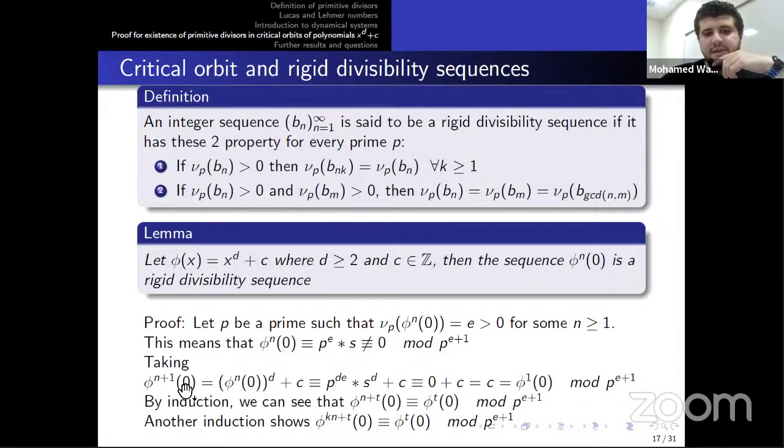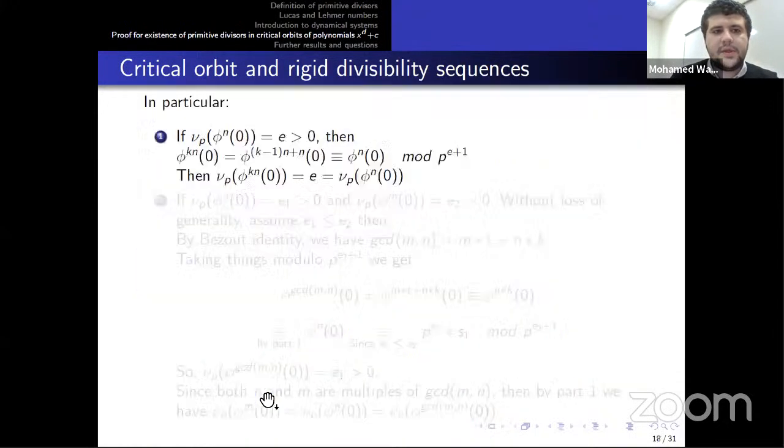So if we check phi n plus 1, this P will be multiplied by D, which is greater than or equal to 2. So that is greater than P power E plus 1. So this term will turn to 0, and the other term, plus C, will remain, but that is equal to phi 1 of 0. So phi n plus 1 is congruent to phi 1. By induction, we can see that phi n plus t is congruent to phi t, mod P power E plus 1, and by another induction, we can have phi kn plus t is congruent to phi t.